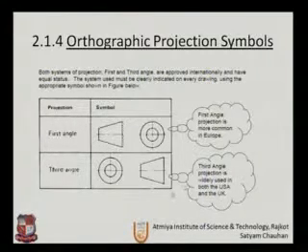Hence we are also using the third angle projection in our drawing, and the third angle projection symbol can be drawn by drawing the side view first and then showing the cone, so the front view and then the side view.